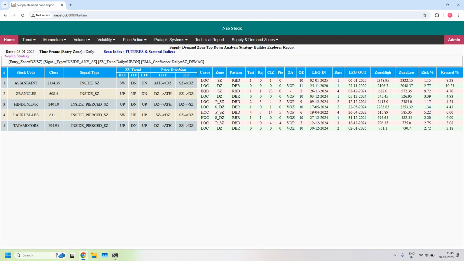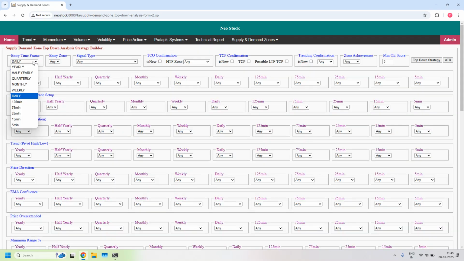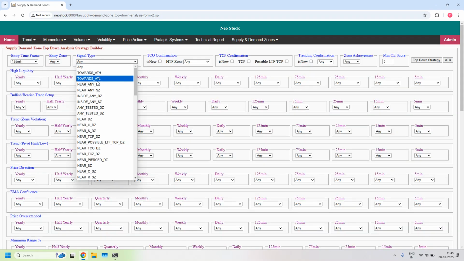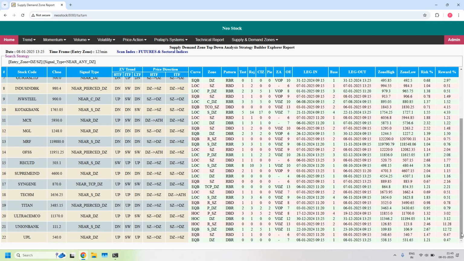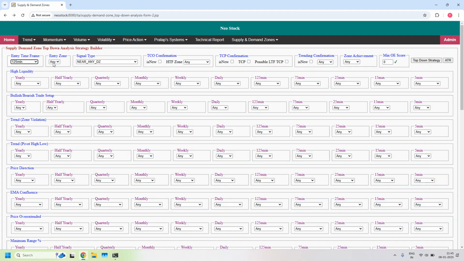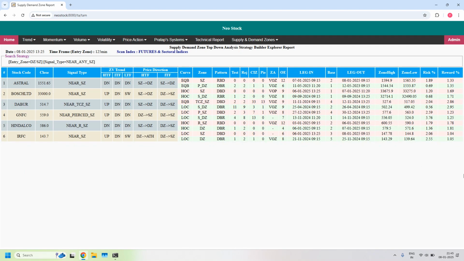Next time frame is 125 minutes. Stocks near 125 minutes demand zone. First 15 stocks in the list. I am scrolling the list down. So total 22 stocks are filtered. Stocks near 125 minutes demand zone. Okay, next 125 minutes time frame. Stocks near 125 minutes supply zone. We have 6 stocks.